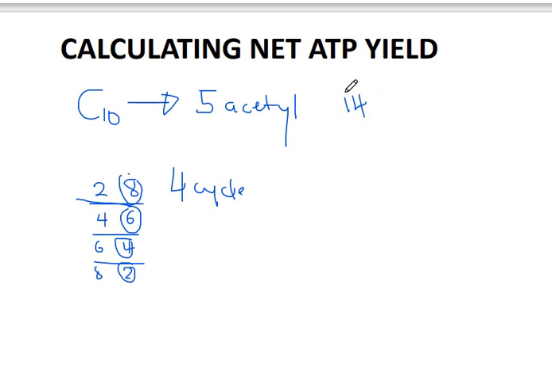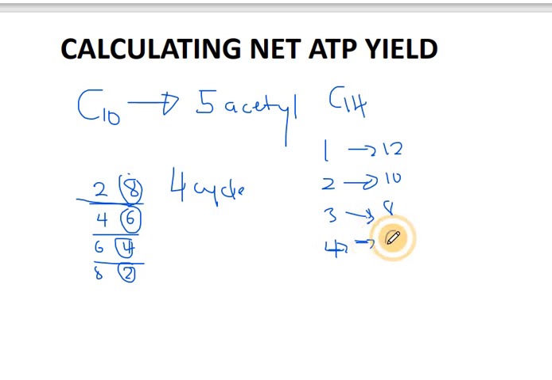14 carbon fatty acid. If I go the first cycle, I'll get remains with what? 12. If I go the second cycle, I'll get remains with 10. If I go the next cycle, I'll get remains with 8. If I go the next cycle, which is the fourth cycle, I'll get remains with 6. If I go the next cycle, the fifth cycle, I'll get remains with 4. Then if I go the last cycle, I'll get remains with what?